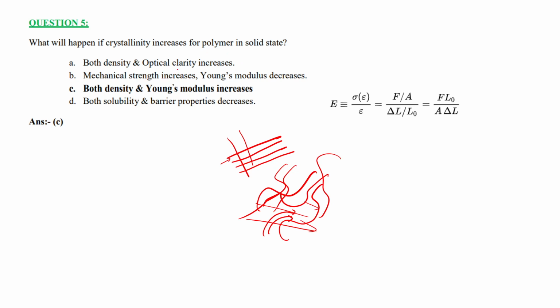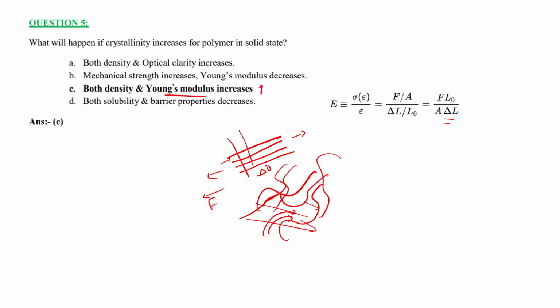And mechanical strength increases with crystallinity and Young's modulus decreases? That's not true, because Young's modulus is related to the force needed to stretch the material. When it is ordered, we need more force to stretch it, to produce this particular delta L movement. So we basically need more force, and it should be higher as crystallinity increases. That's what they have written here.